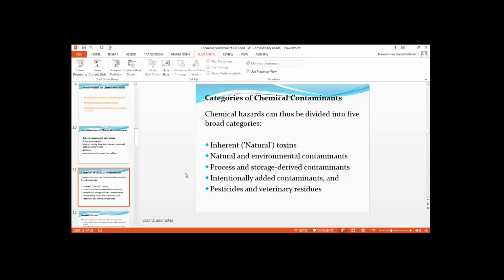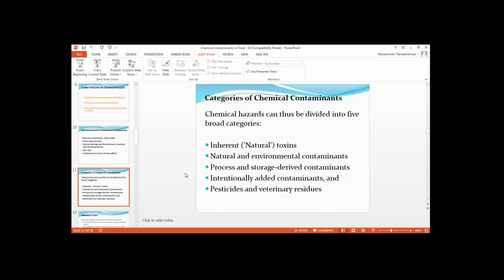But the most difficult ones to control are the chemical hazards introduced deliberately: intentional adulteration, intentional contamination. Generally, this is a consequence of fraudulent trading. An example is melamine in milk. This was a big scare some years ago. People added melamine to milk to boost the apparent protein content.